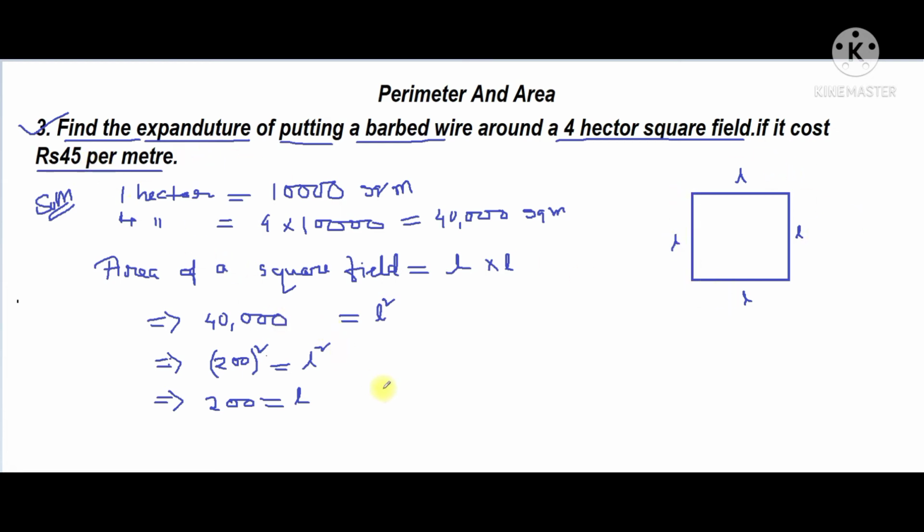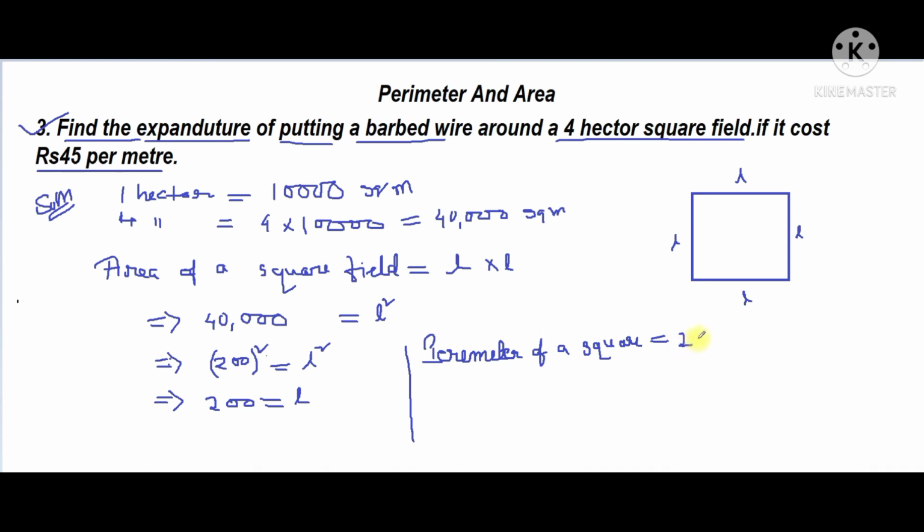So the length of each side of the square field is now 200 meters, right? From this we'll find the perimeter. Why are we finding the perimeter? Because we need to know the total length of this boundary. So for that we are finding the perimeter.